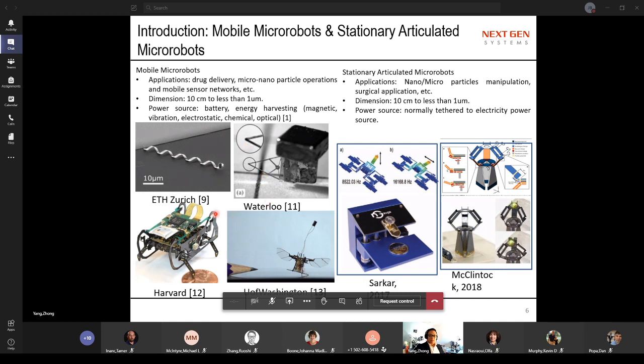And at the bottom you can see Harvard University. This micro insect is driven by a piezoelectric actuator. But this is large enough so you can see its control unit and the battery. This is a type E microrobot. And Washington University developed a robotic bee.